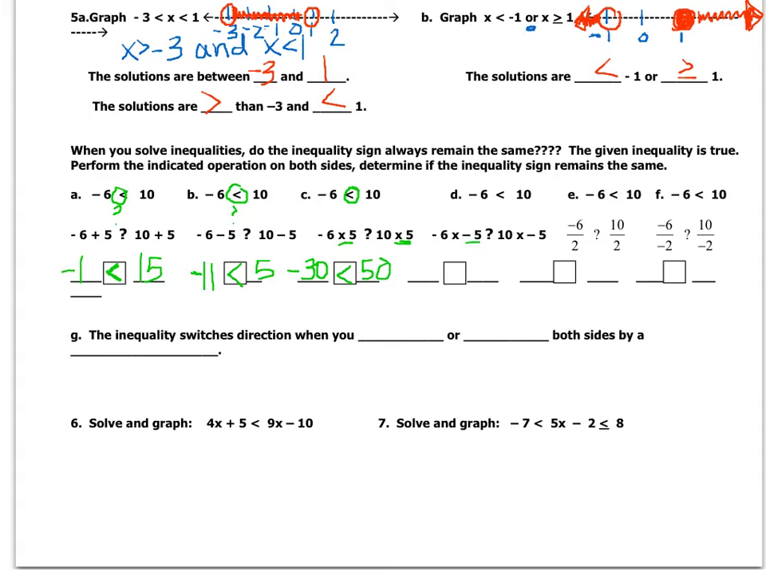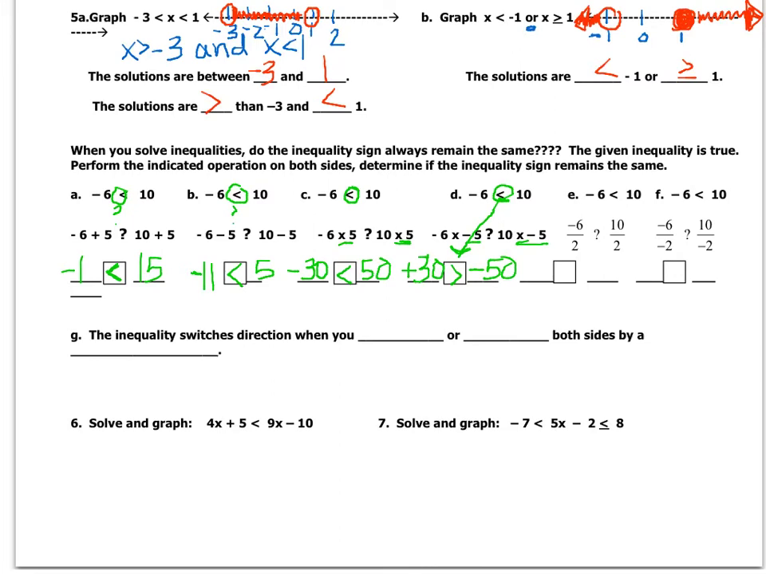Let's look here. We're going to multiply by -5. So -6 times -5 is positive 30. 10 times -5 is -50. My sign here was less than. Is 30 less than -50? It's not. So this sign actually switches. And notice multiplying by a negative number switched the sign of the -6 and it switched the sign of the 10. So our inequality sign has to switch also.